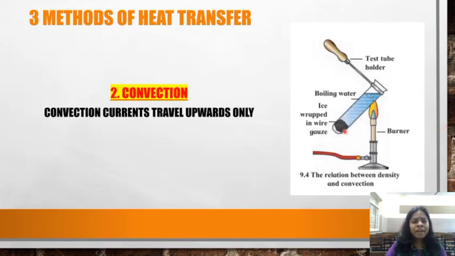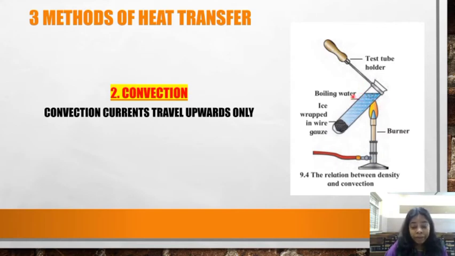Convection currents travel upwards only. This point, children, is very important. Why this point is important? See children, there is one activity also given to us which is trying to explain us that the convection currents are only traveling upwards. There is ice wrapped in wire gauze, because what happens if we place ice in water, it will obviously float above the water, on the surface of water.